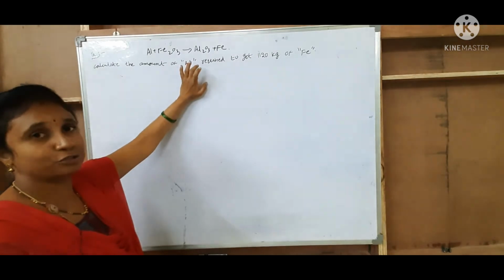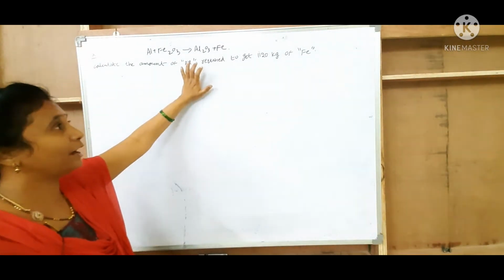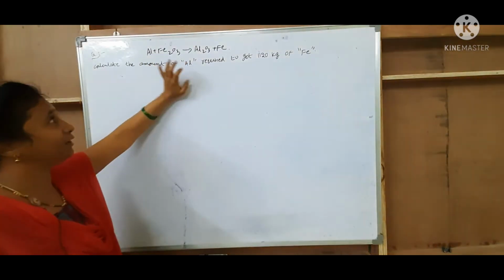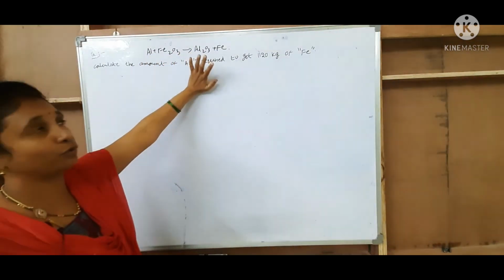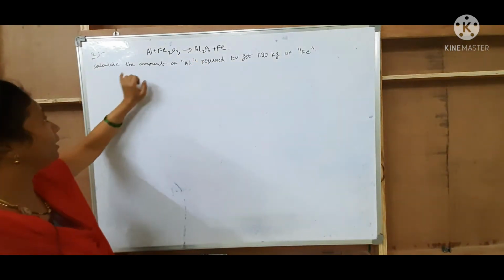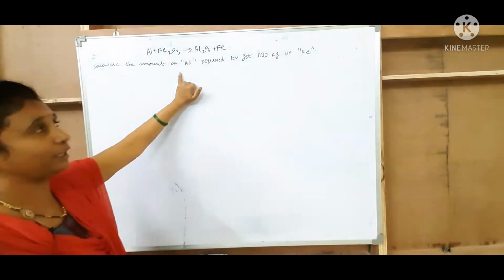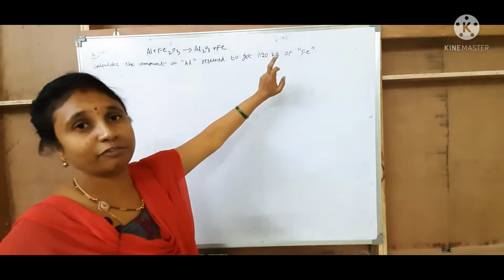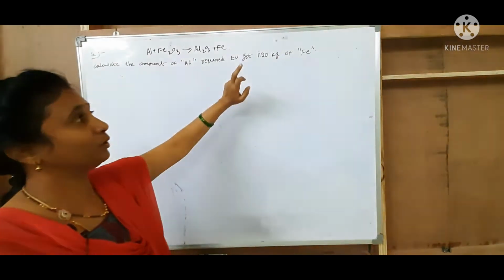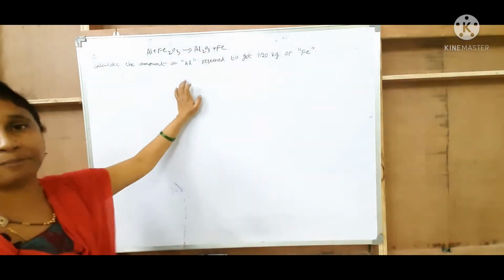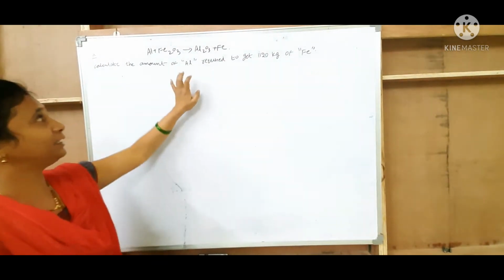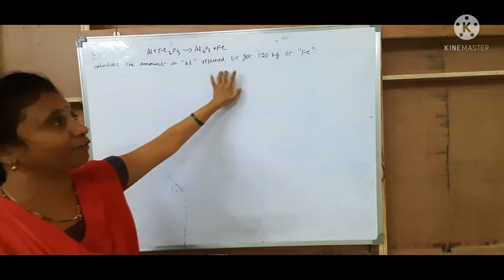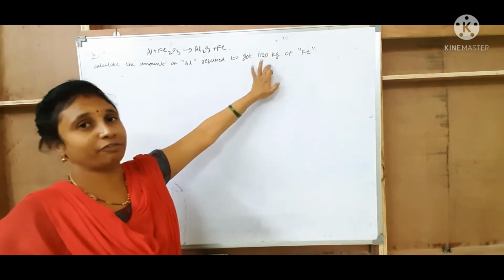Here this is the problem. We have to solve this problem. Here the chemical equation is already given: Al plus Fe2O3 gives Al2O3 plus Fe. What is the question here? Calculate the amount of Al required to get 1120 kg of Fe. For this given equation, you have to solve the problem.